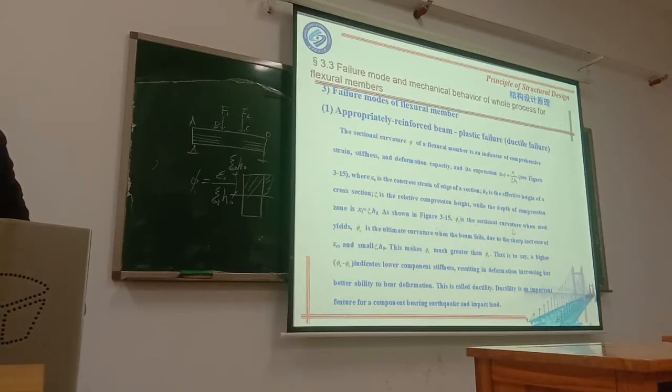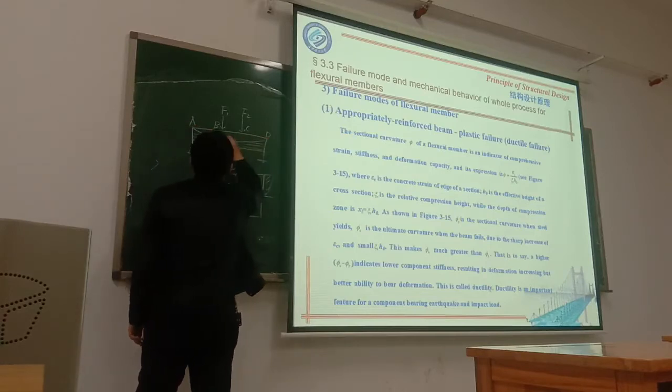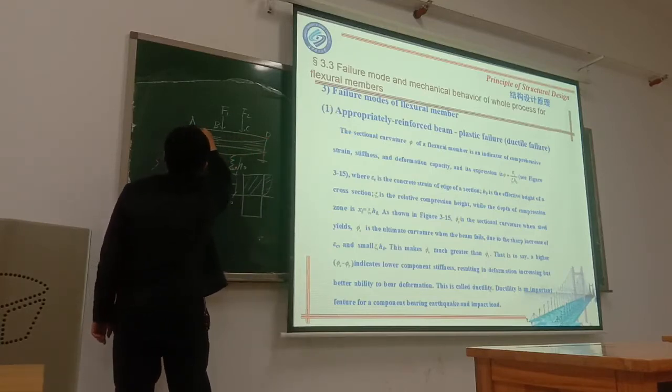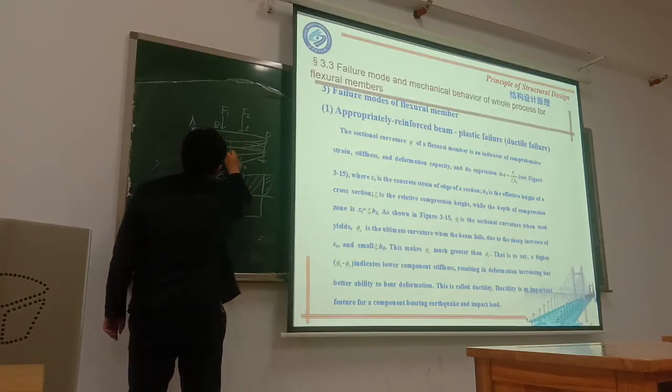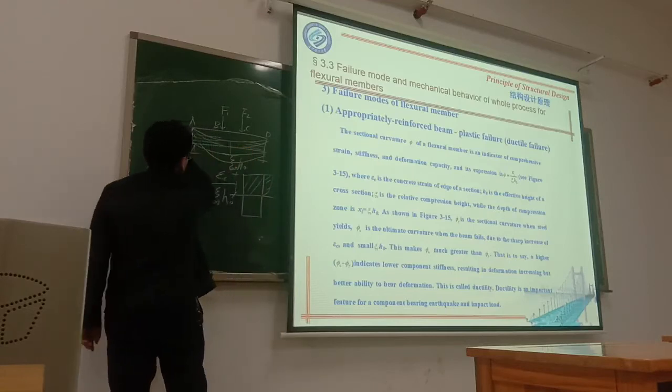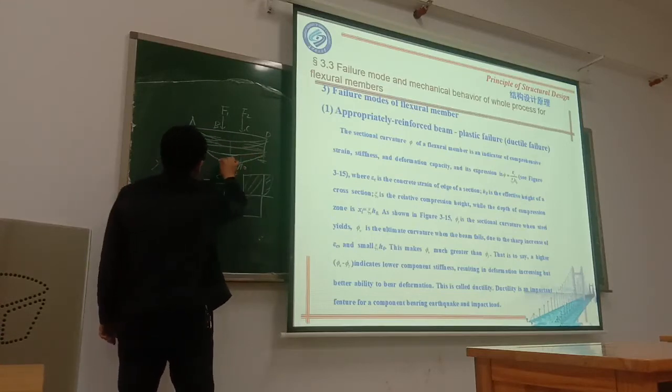The third is the section curvature when the steel yields. See, we use the symbol phi y, corresponding to the moment when the steel yields. And phi u is the ultimate curvature. So that means the deformation of the beam is something like this. At this stage, this curvature is phi y. And at this moment, this is phi u.